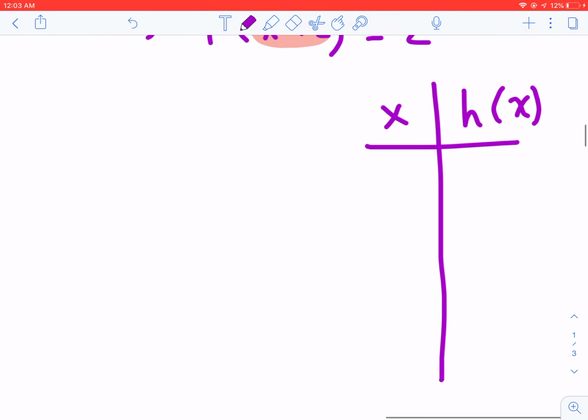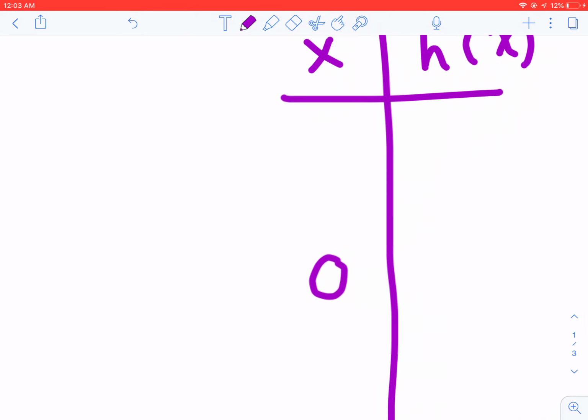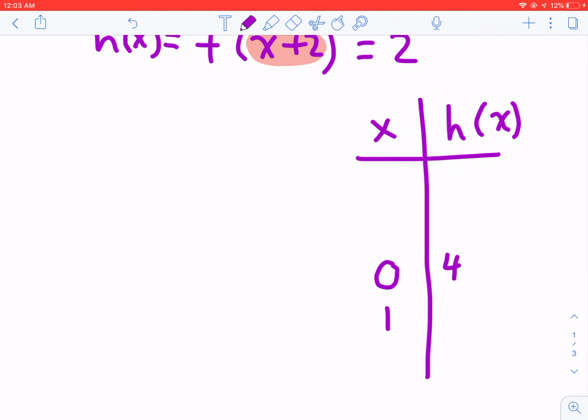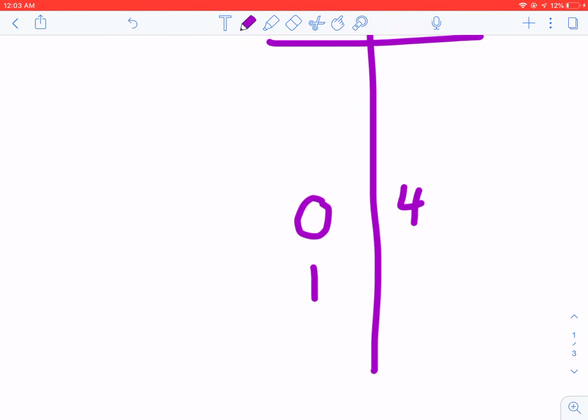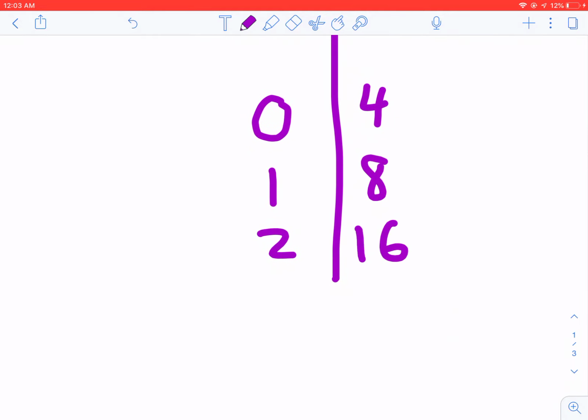So this time when I plug in 0, what I get is 2 to the 0 plus 2 power, right, which is 2 squared, which is 4. When I plug in a 1 now, I get 2 to the 1 plus 2 power, or 2 to the third, that's 8. When I plug in a 2, it's 2 to the 4th, that's 16, right? We still have the doubling pattern, just times 2 each time, right?